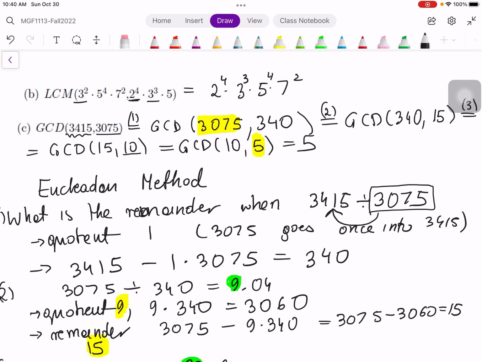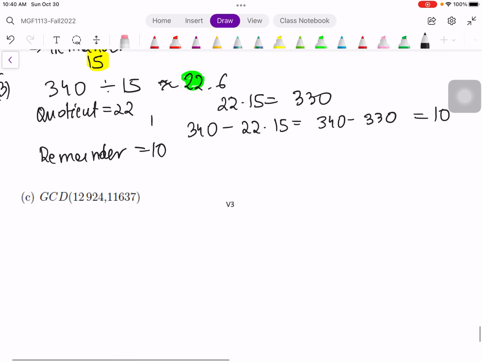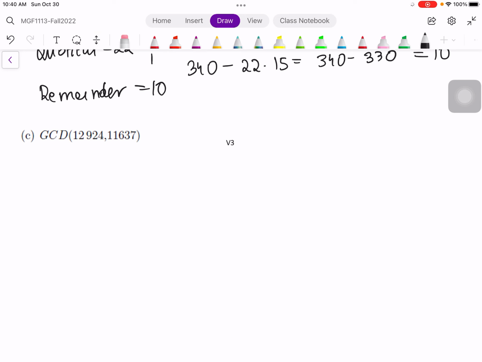Okay, so let's look at the next example, just to practice that. Again, we're going to go through the Euclidean algorithm. So grab your calculator and try to do it alongside me. Notice how big the numbers are. So it would be very tricky to find prime factorizations for these numbers. So the Euclidean algorithm is definitely the way to go.